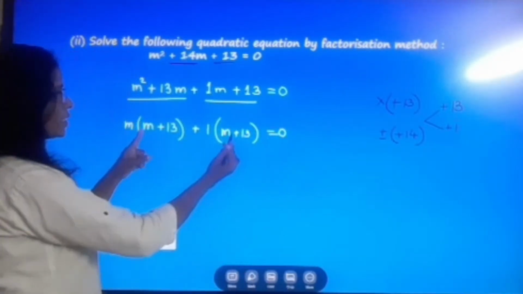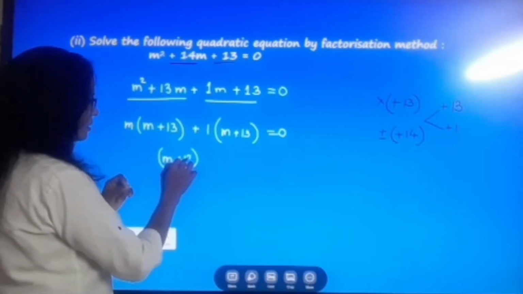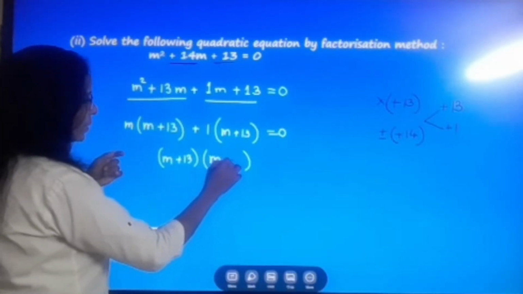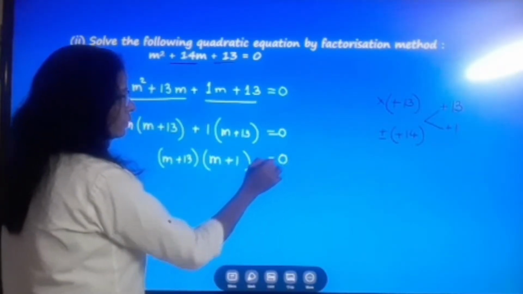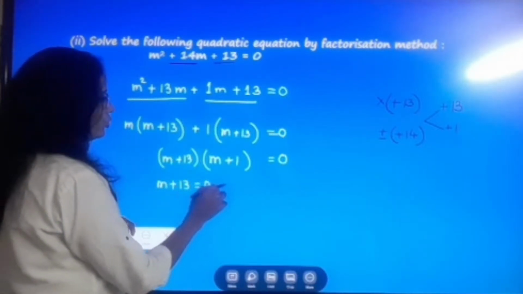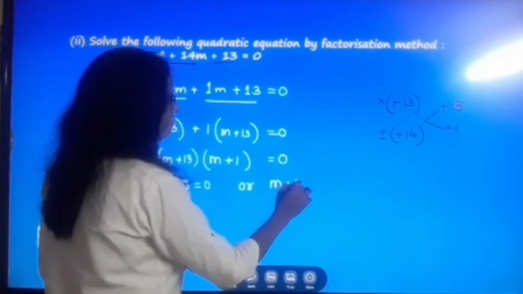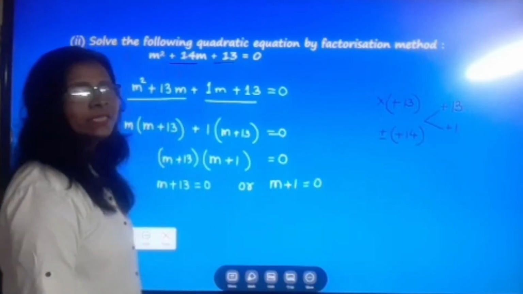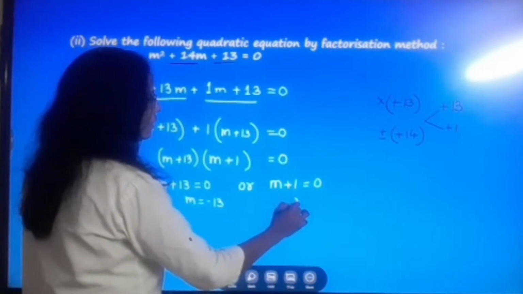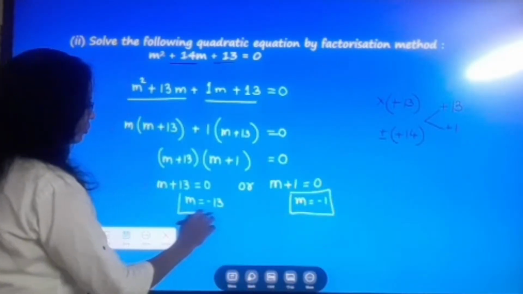So now here, students, these two brackets are equal. So we write down the one bracket only, m plus 13. And in the second bracket, the remaining part, that is m plus 1. So now here the first term m plus 13 is equal to 0, or the second bracket m plus 1 is equal to 0. Then very easy, m is equal to minus 13 and m is equal to minus 1. These are the two solutions.